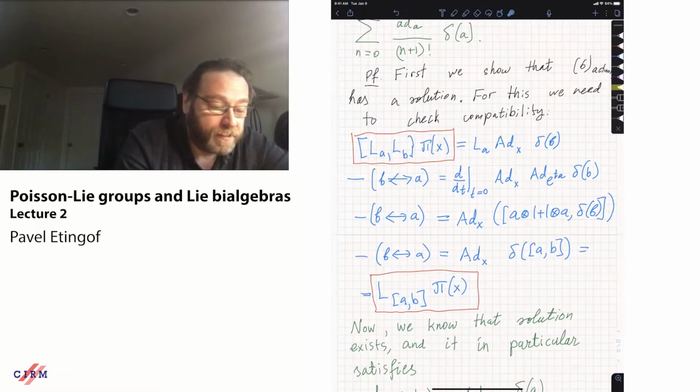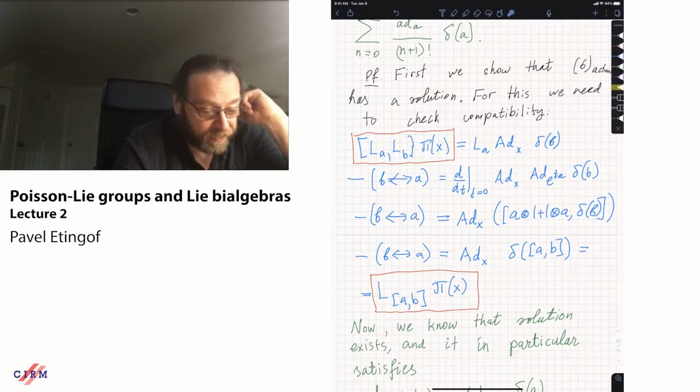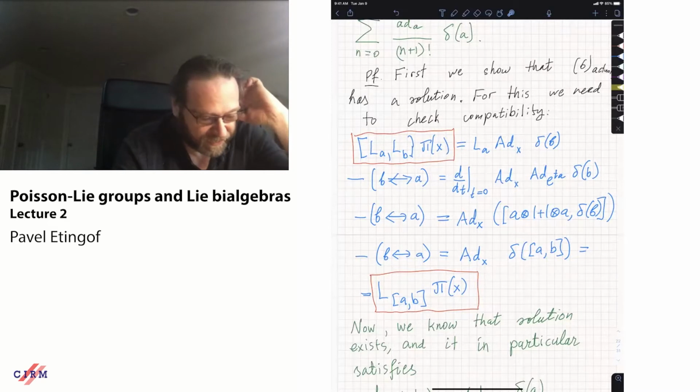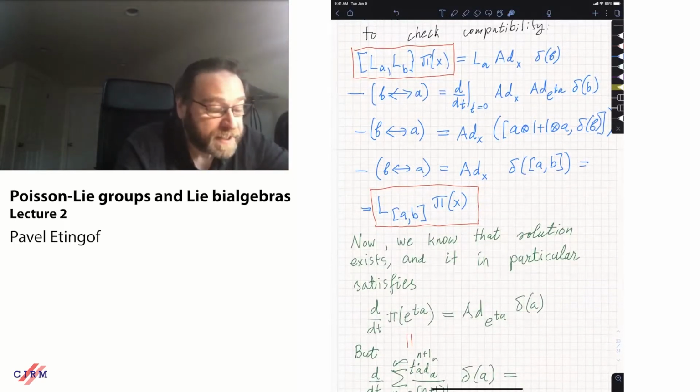When we do this differentiation, of course, we can interchange the derivative with adjoint x. We obtain adjoint x acting on the commutator of a with delta of b, minus b and a interchanged. But we know that this expression minus the same thing with b and a interchanged is delta of the commutator of a and b. This is the compatibility condition. So we get exactly adjoint x acting on delta of the commutator of a and b, and by our differential equations, this is the same as L of the commutator of a and b of pi of x. So LA bracket LB acts the same way as L of the commutator. That exactly means that these differential equations are compatible, so a solution exists by the existence and uniqueness theorem for differential equations.